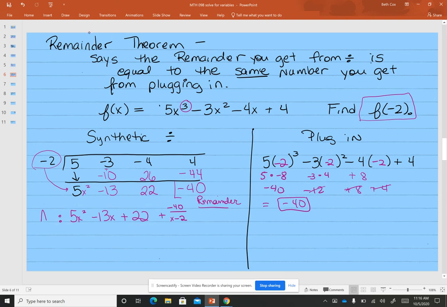I don't want to confuse you, but I want you to know that this is the answer to the division problem, but this is the answer to the question. The question said, find f of -2. Well, f of -2 is -40, and I can get it either way. That's what the remainder theorem says.